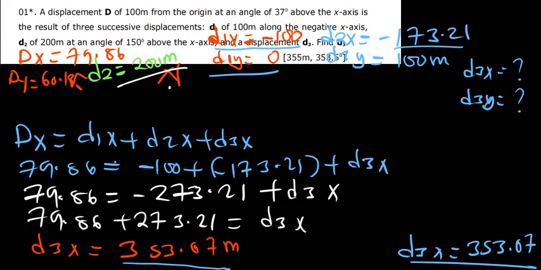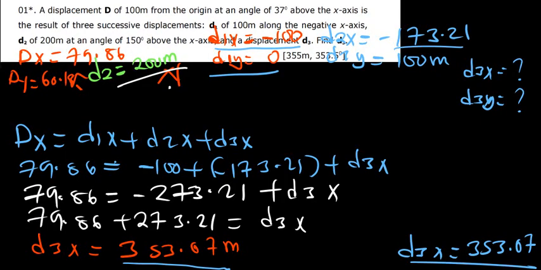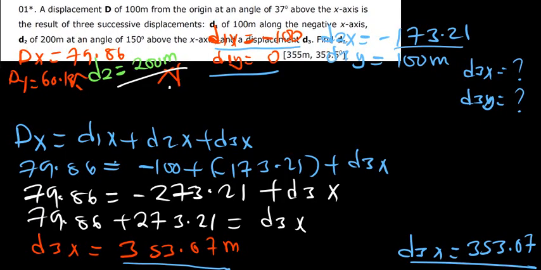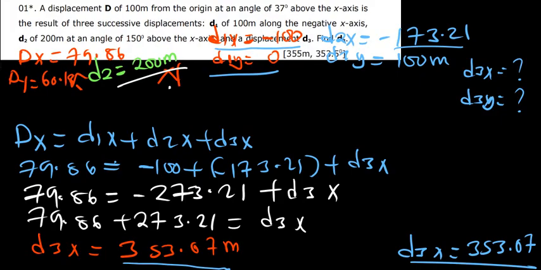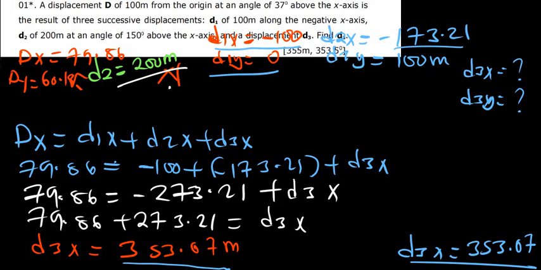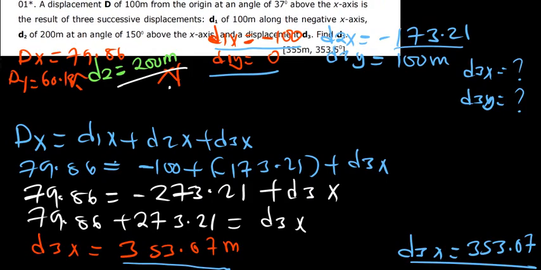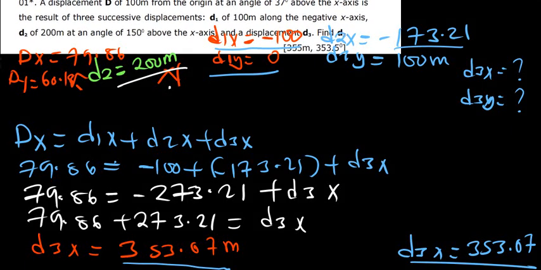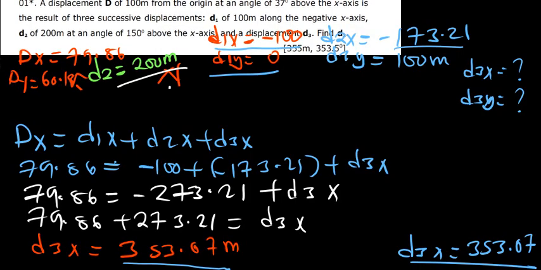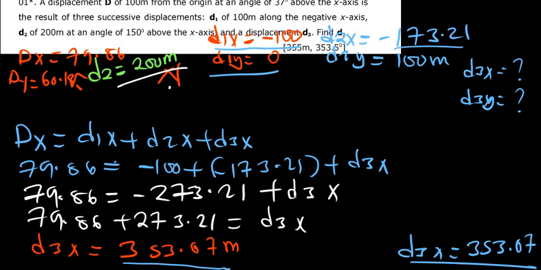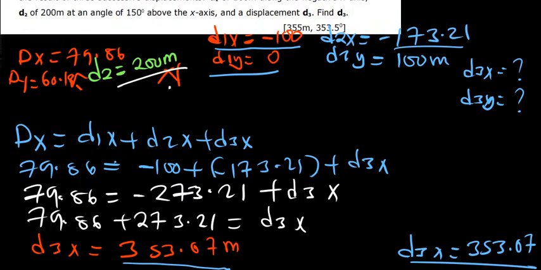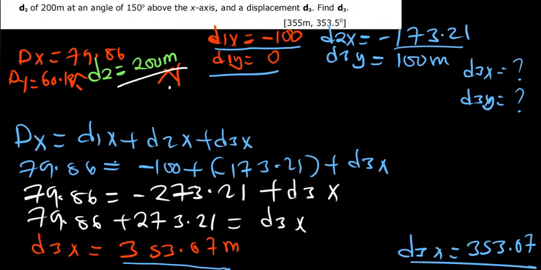Because they have said a displacement D of 100 meters from the origin at an angle of 37 degrees above the x-axis is the result of the three successive displacements. Meaning, when you add D1, D2, and D3, you get the resultant, which is capital D. So that's why we have discovered that D is the resultant. So you have first to resolve each vector into x and y components. After that, add the x components alone and equate it to the resultant x component. Do the same with y. Is that okay?